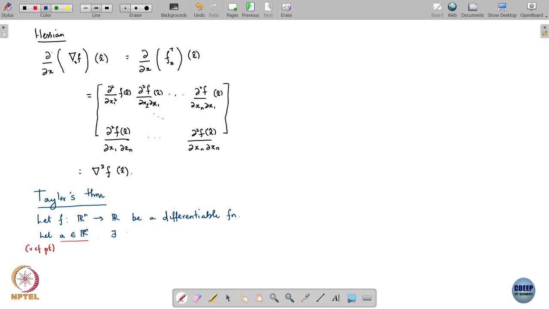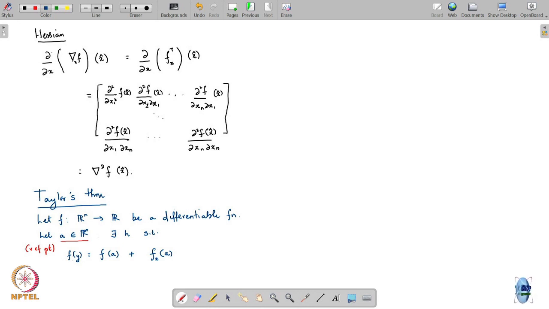there exists a function h such that if you take f of x, the value of the function at that other point x, is given as f of a plus, I will just change my notation. Instead of denoting this by x, let me denote this by y. So my reference point is a, and the other point at which I want to evaluate the function, let us call that y.